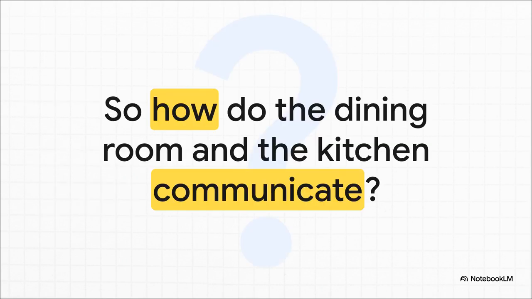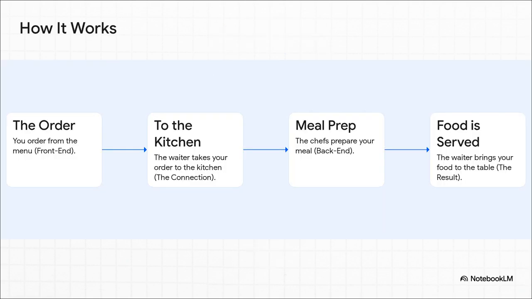Okay, so this is the crucial part, right? We've got a dining room and we've got a kitchen. They're two totally separate places, but they have to communicate perfectly. So how does your order actually get from your table to the chef's? And more importantly, how does the food get back to you? It all connects just like this.